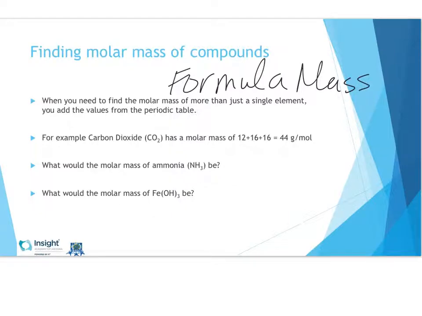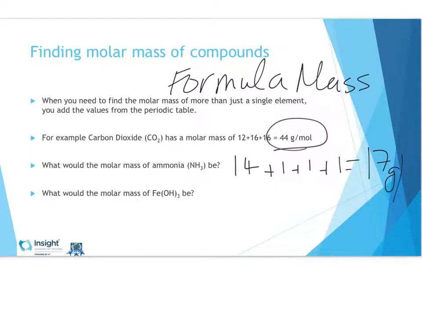Alright, so carbon dioxide is something we breathe out. If you wanted to know the molar mass or formula mass of carbon dioxide, you're going to take one carbon, so 12, and two oxygens, 16 and 16, and add them together. So the molar mass or formula mass of carbon dioxide is 44 grams per mole. So for ammonia, you'd take the 14 for nitrogen and then the 1 for hydrogen, but you do that 3 times to get 17 grams per mole.